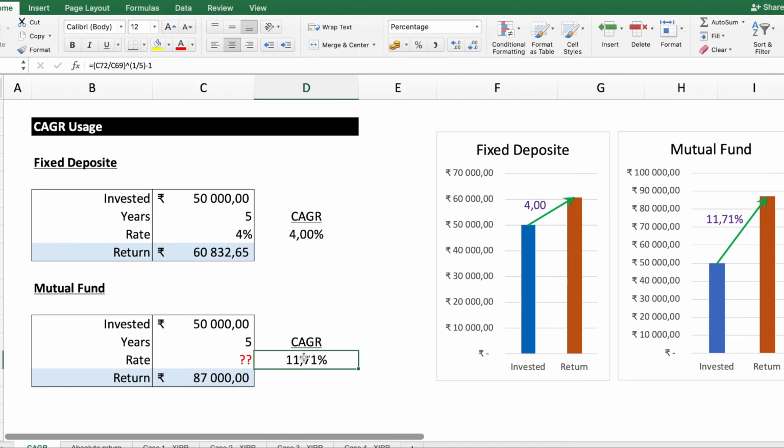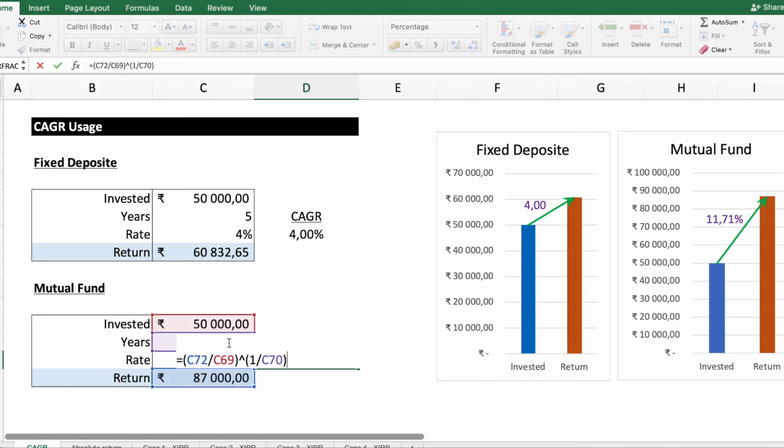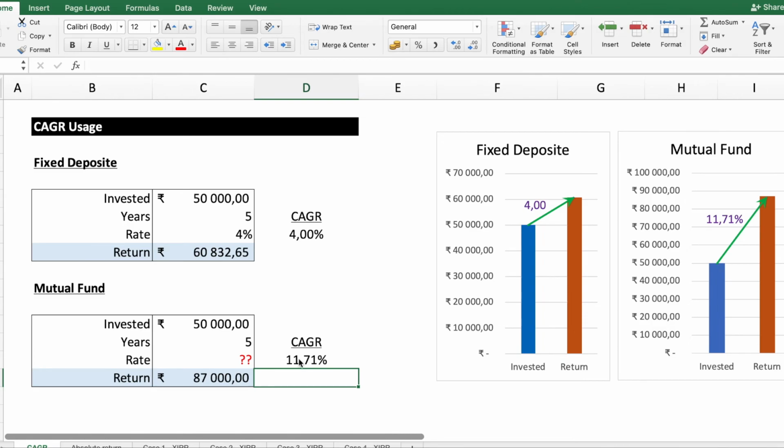So let's calculate CAGR as I have shown before. So 11.71%. In the same way, we can calculate CAGR for this one, although we know that this value will be 4%. That's why I'm not showing the calculation again here, because we already know that the rate was 4%. So CAGR, of course, will come as 4%.